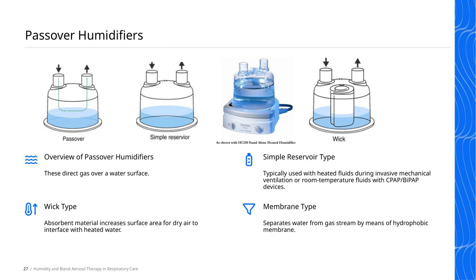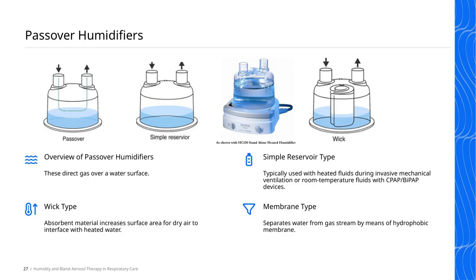Next, we have different types of passover humidifiers. The membrane type uses a special membrane material that facilitates water vapor transfer. The absorbent material type increases the surface area for the dry air to contact heated water, enhancing moisture transfer. This is particularly useful when you need more humidification.